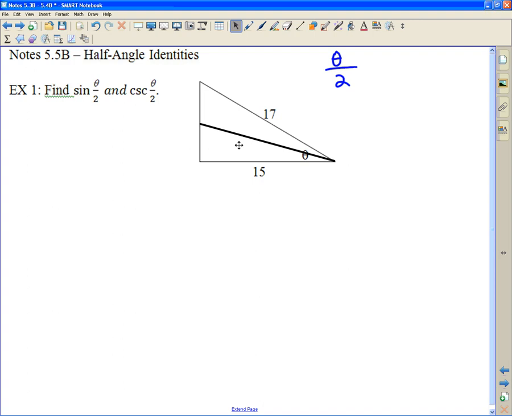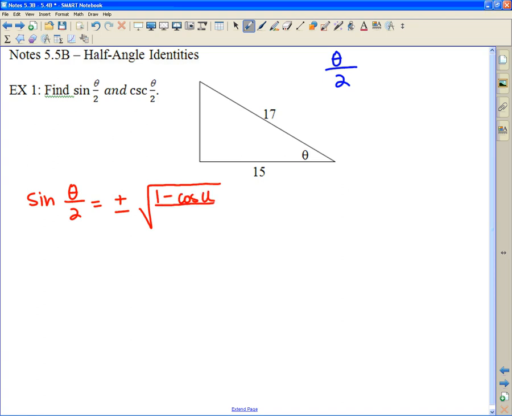So that's what we're doing. If we want to know the sine of theta over 2, I'm going to write sine of theta divided by 2 over here, and I'm going to use my half angle identity. You go to your yellow sheet or your outline and look at the half angle identity. Well, I have plus or minus the square root of (1 minus the cosine of u) divided by 2. So I have to fill this in, and I have to make a decision. Is this going to be positive or negative?